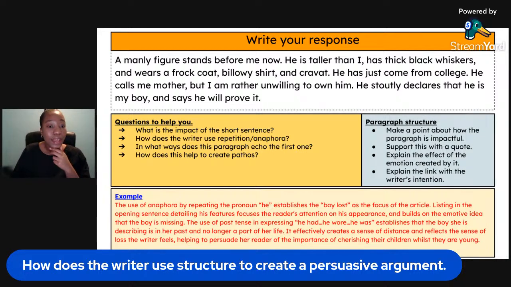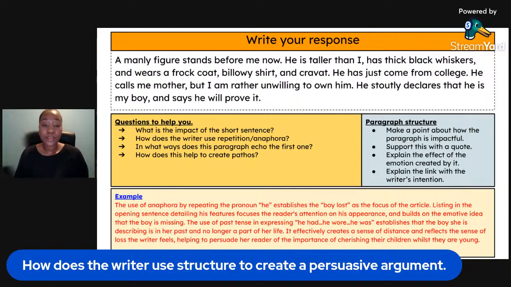Anyway, it says, a manly figure stands before me now. He is taller than I, has thick black whiskers, and wears a frock coat, billowy shirt, and a cravat. He just came from college. He calls me mother, but I am rather unwilling to own him. He stoutly declares that he is my boy and says he will prove it.